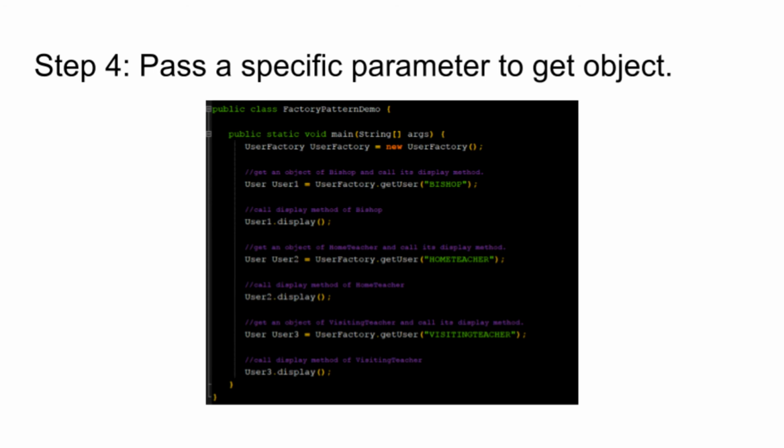Step 4 shows how everything comes together. We have a demo program that shows how to use the factory we just created. We can see that the user factory is creating different types of users based on what the client passes as a parameter. This is an elegant way to create objects. It is easy enough to implement and understand. This is the beauty of the factory pattern.